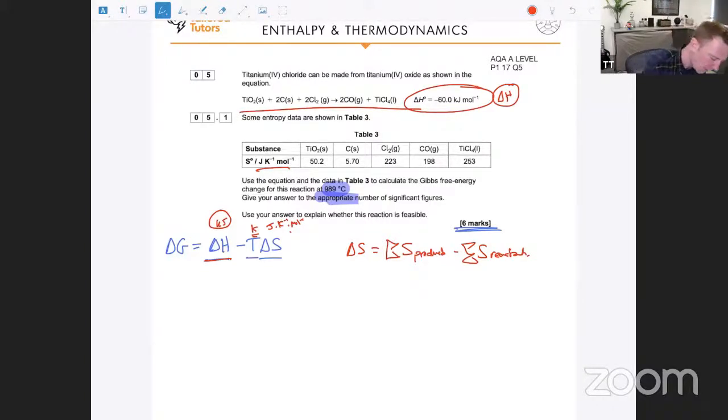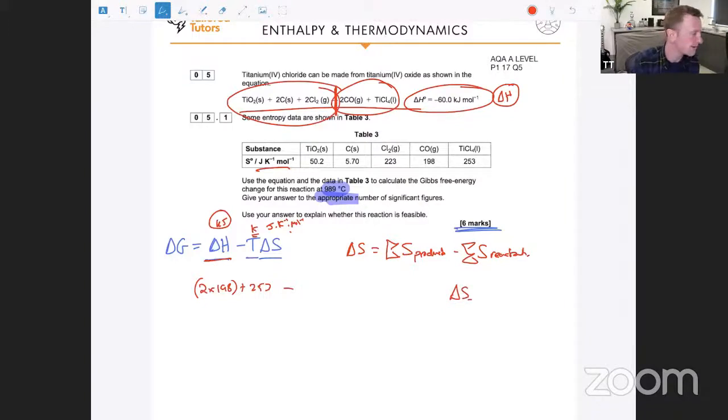What I tend to do is put a line down there. I focus on these first, so that'll be 2 times 198 plus, what is it, TI 253. That's the first half done, and then minus these on this side, and you're going to get your delta S. Delta S here equals plus 141 joules per Kelvin per mole. So we find our delta S like that.